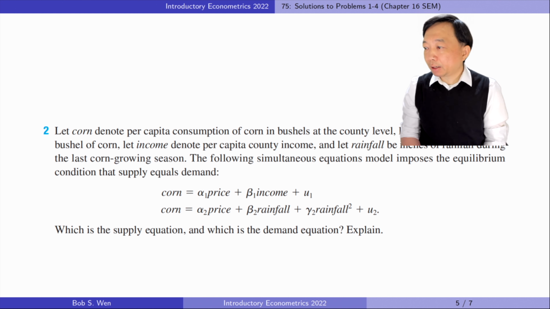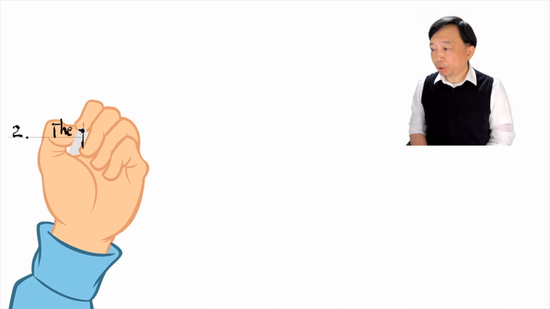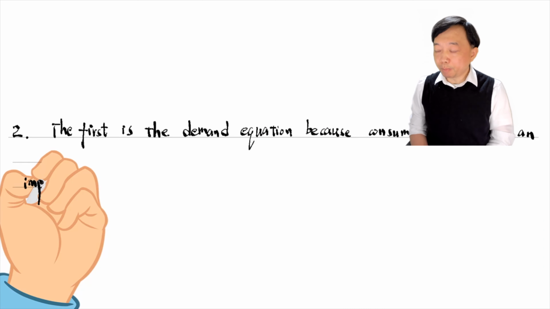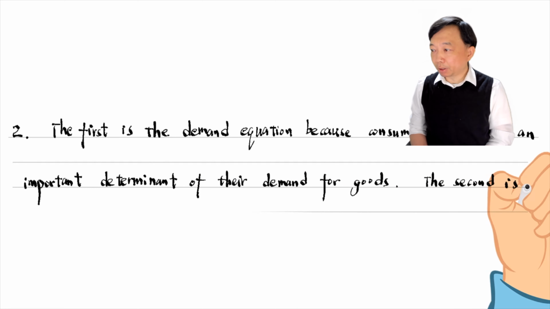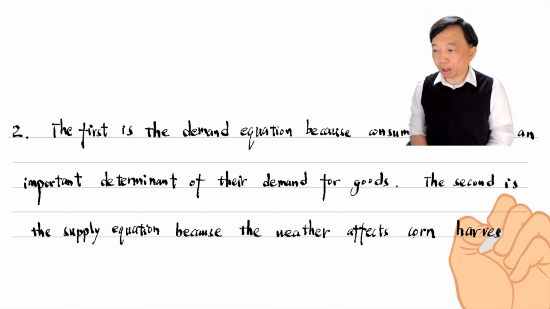Which is the supply equation and which is the demand equation? Explain. The first is the demand equation because consumers' income is an important determinant of their demand for goods. The second is the supply equation because the weather affects corn harvest and its supply.